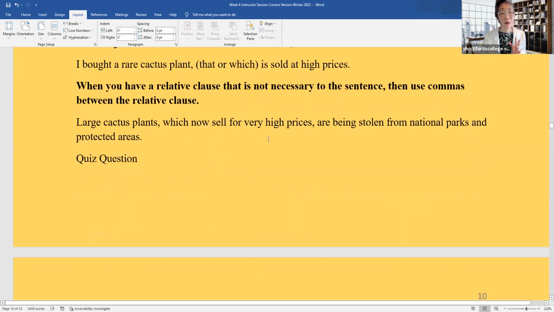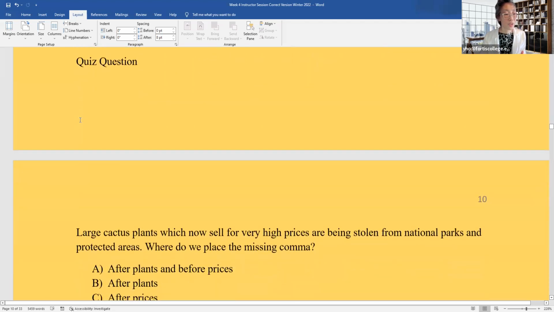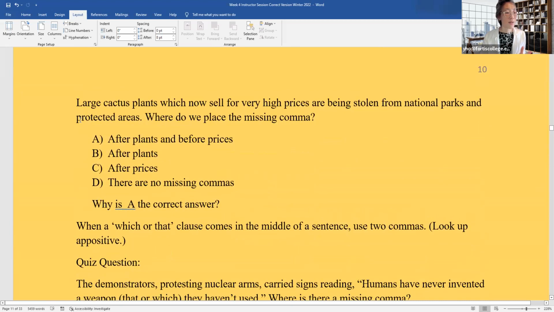Large cactus plants are being stolen from national parks and protected areas. And that means that, well, okay, I'll go over that later. Okay, I want to go over the quiz question first. And so, where do we place the missing commas? Large cactus plants, which now sell for very high prices, are being stolen from national parks and protected areas. So remember that this kind of 2 comma rule is only for that, which, who, and whose.